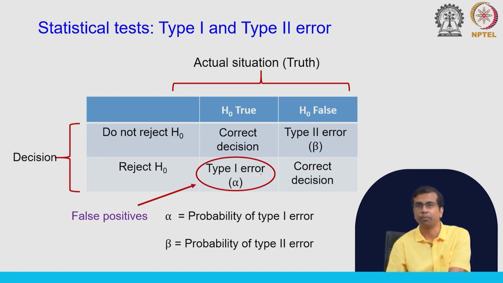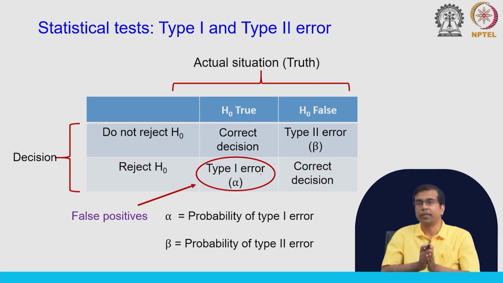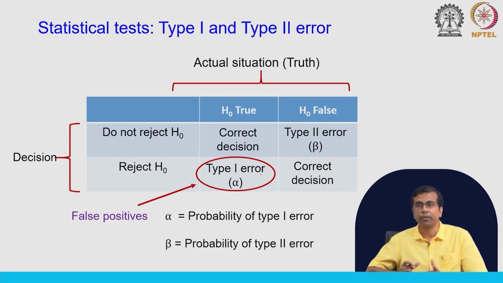So, these are the false positives. H naught is true and we are rejecting H naught. The null hypothesis in our case is that the gene is not differentially expressed between two samples, but the statistical test is saying this gene is differentially expressed. So, reject H naught. This is a positive call, because we are identifying this gene as a differentially expressed gene. This is why it is a false positive, so this gives rise to false positives.